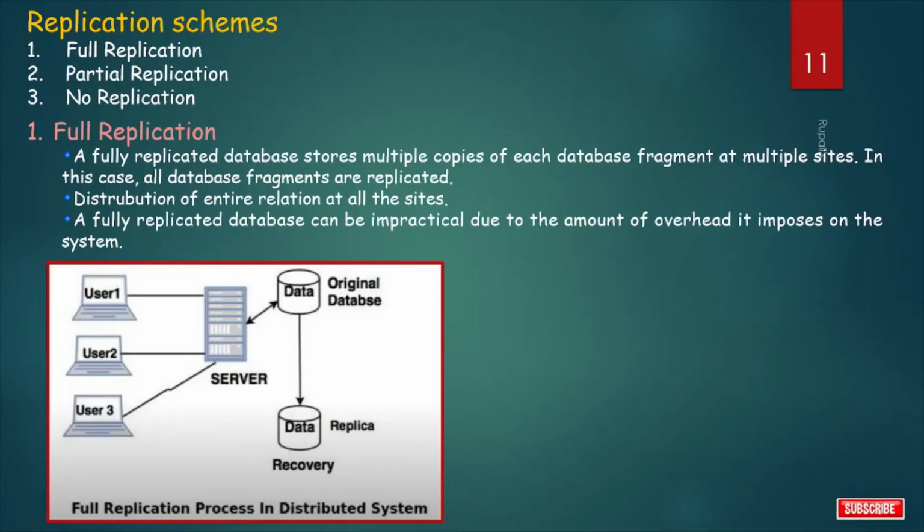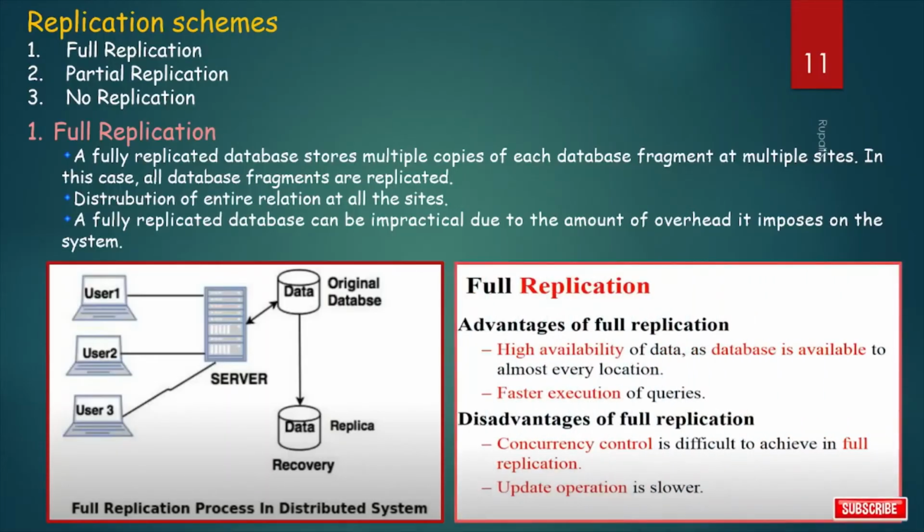Advantages and disadvantages of full replication. First, advantages: high availability of data, because the database is available at almost every location, and also faster execution of queries is possible for the same reason. And what are the disadvantages of full replication? Here, concurrency control is difficult to achieve, and update operation is slower because we have to update each and every replicated fragment.